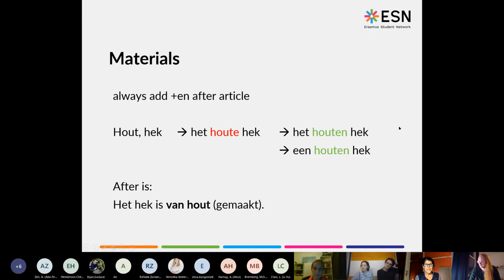All right. Oh, and for materials, you just add EN at the end. So if it's wood, fence, just like in English, you could say a wood fence, I guess, but that sounds a bit weird. You would say a wooden fence, like het houten hek or een houten hek. And it doesn't matter if it's a de or het word, it's always en. Except after is: you could say het hek is houten, the fence is wooden, but you would probably say het hek is van hout. It's made of wood.